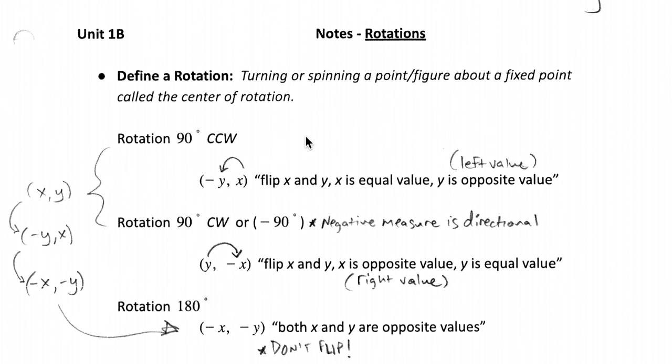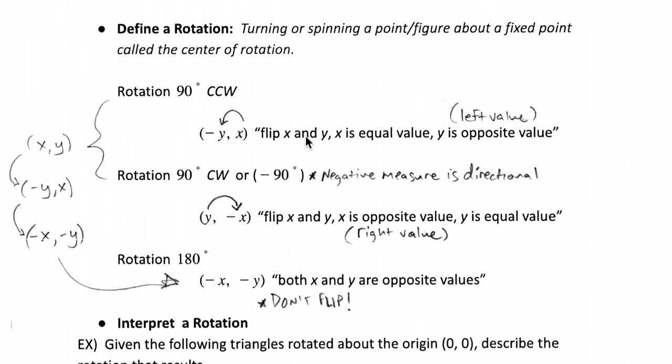In our class, we're going to be talking about three main types of rotations. We can rotate 90 degrees in a counterclockwise direction, or we can rotate 90 degrees in a clockwise direction, or lastly, we could rotate 180 degrees. So it doesn't matter what direction we go in. When we do that, we'll end up at the same spot in either direction.